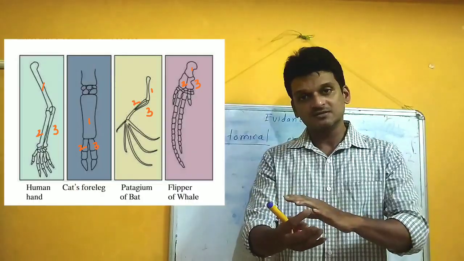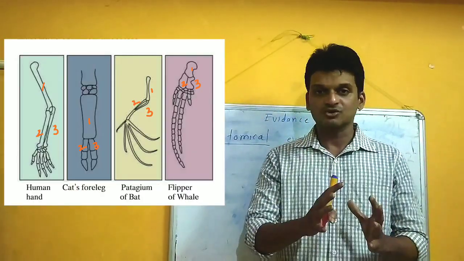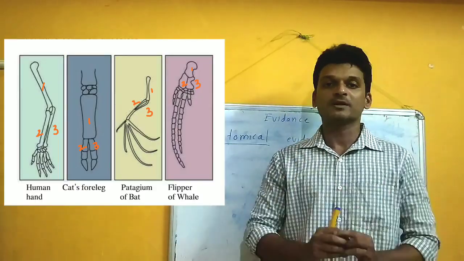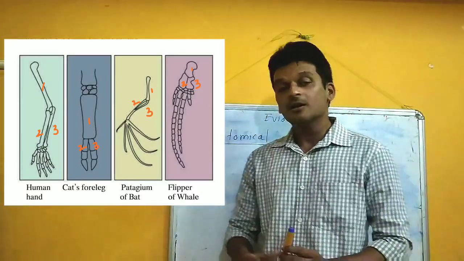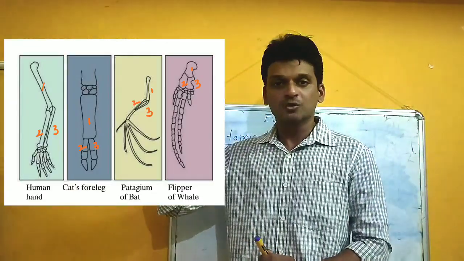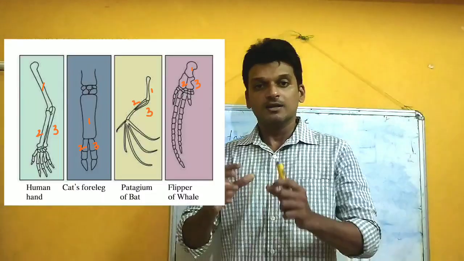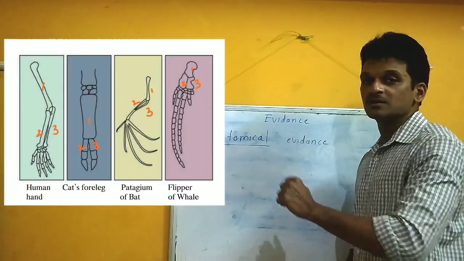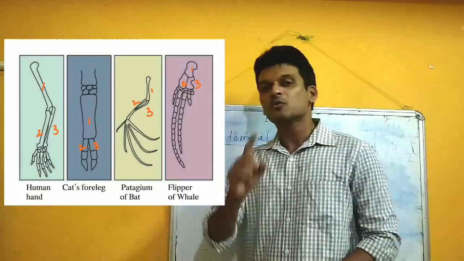have made some external changes in their structure or bone structure or anatomical structure, but still they have a common anatomical structure, which indicates that several generations ago, all four organisms had a common origin and a common ancestor. That is why this anatomical evidence strongly supports the theory of evolution. Now I will give you one more interesting example.